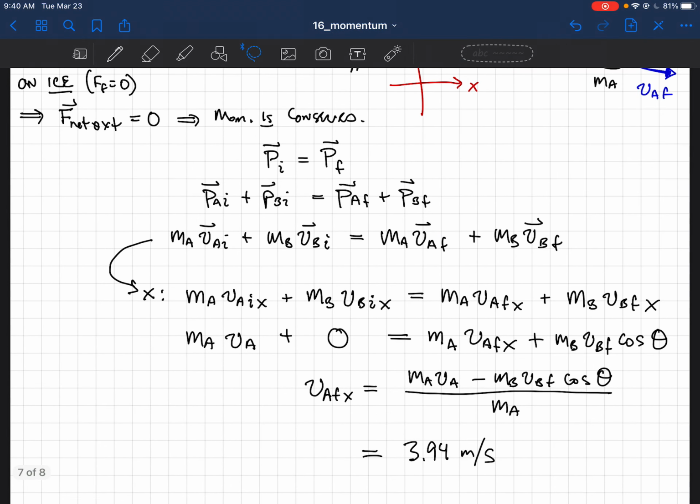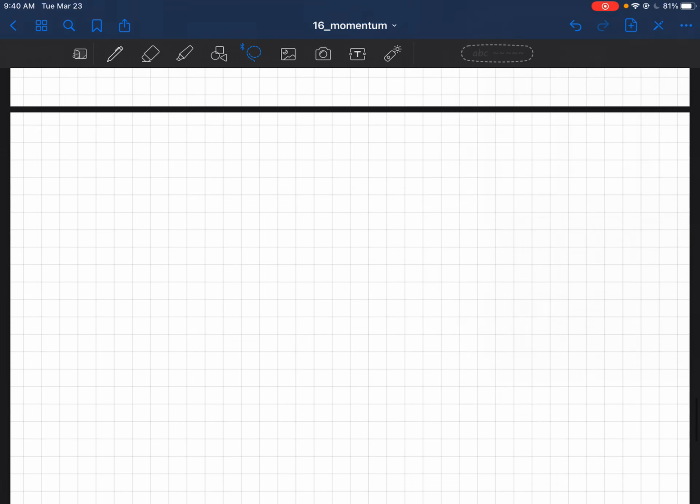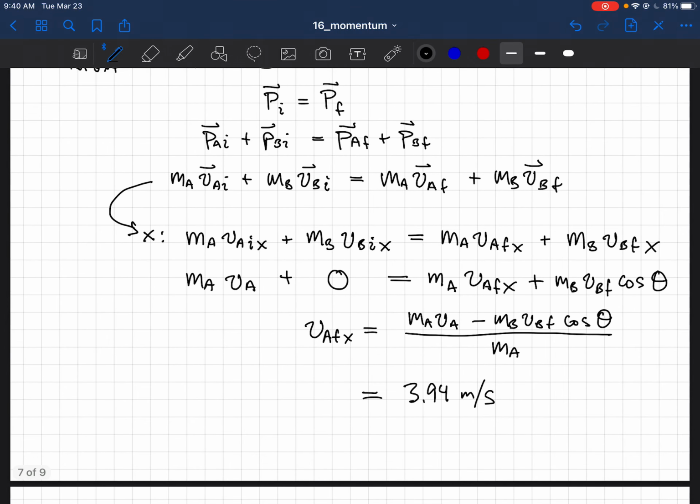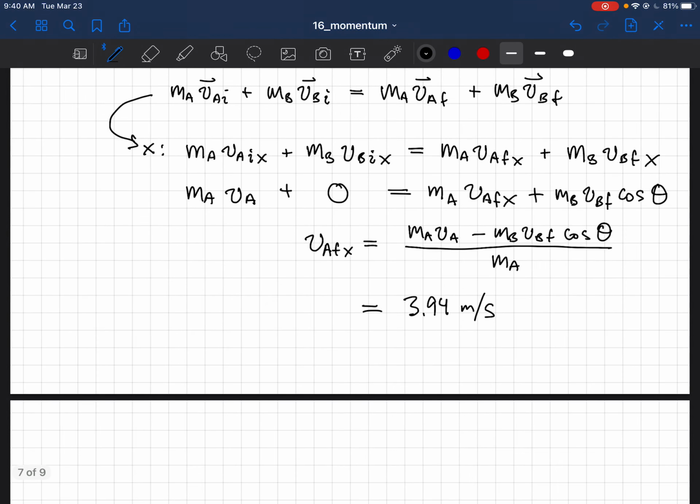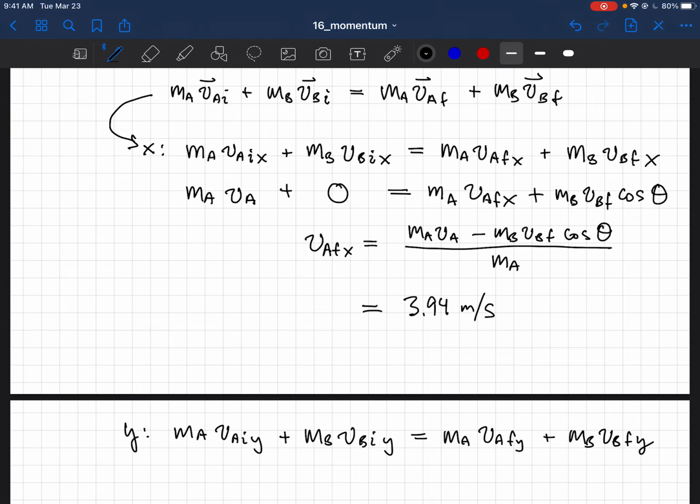How do we get the y component? Well, we need to do our vector equation, so we need to find the y equation. So we just rewrite the vector equation in terms of the y equation. So we have mA vA initial y plus mB vB initial y is equal to mA vA final y plus mB vB final y. Okay, that's what comes out of this vector equation, but for the y direction.